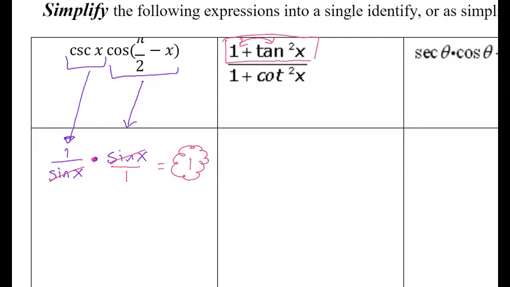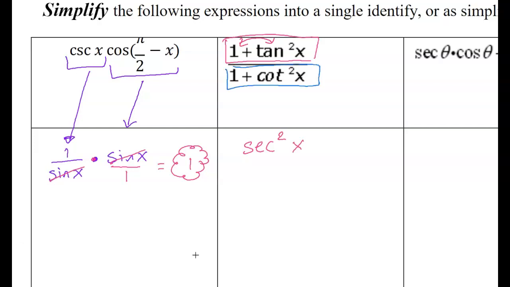Yes? What do you see? Exactly, yes, exactly. 1 plus tangent squared of x is the same thing as secant squared of x. That's what it says in the middle function of our Pythagorean identity. It says tangent squared of theta plus 1 is equal to secant squared of theta. So I'm going to replace that numerator with secant squared of x.